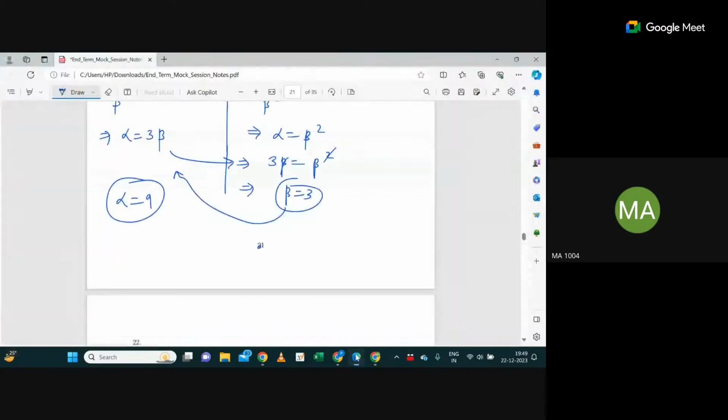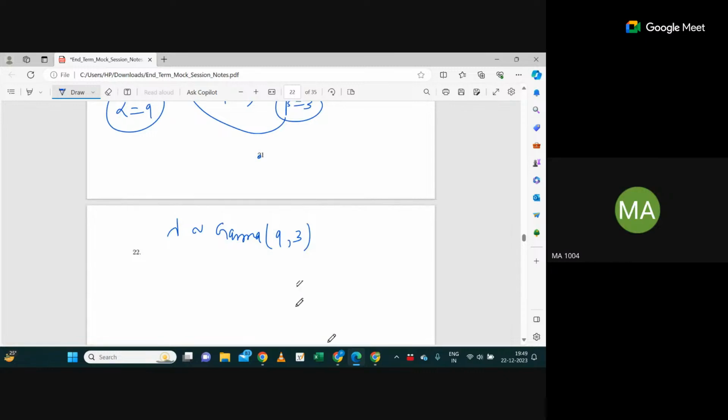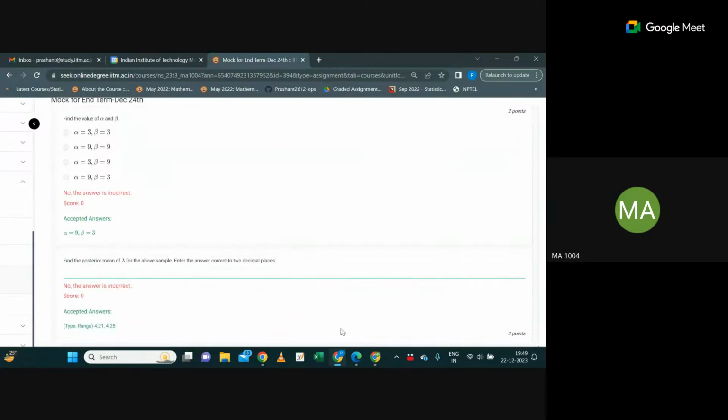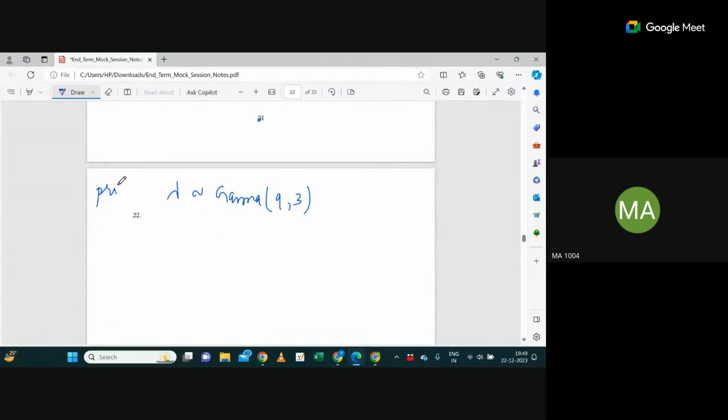So now the information we have is that lambda is Gamma(9, 3). Correct? Now, X is the number of people with the disease in a week. The posterior mean we have to find, so before that we have to find the posterior distribution. X is following a Poisson distribution with lambda.